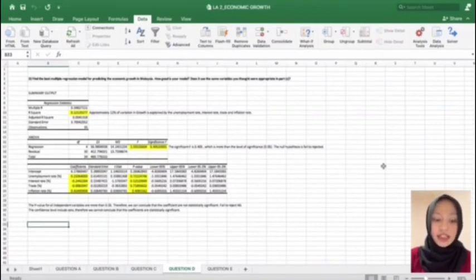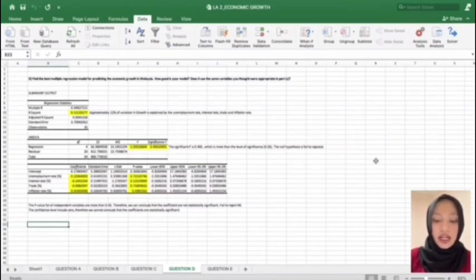For question D, find the best multiple regression model for predicting the economic growth in Malaysia. So I use the regression data. As you can see for the R square, approximately 12% of variation in growth is explained by the unemployment rate, interest rate, trade, and inflation rate. The significance F is 0.405, which is more than the level of significance. The level of significance is 0.05.